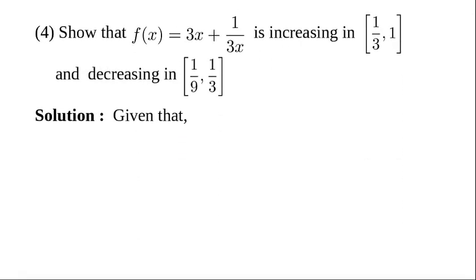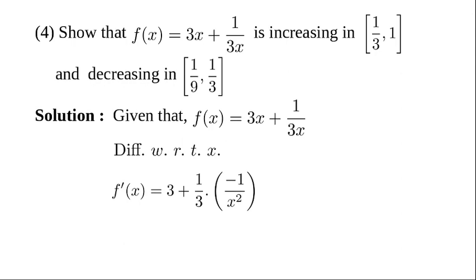Show that the function f of x equal to 3x plus 1 upon 3x is increasing in 1 by 3 comma 1 and decreasing in 1 by 9 comma 1 by 3. We are given that f of x equal to 3x plus 1 upon 3x. Again differentiate with respect to x. That gives you f dash of x equal to 3 plus 1 by 3 times minus 1 upon x square. Derivative of x is 1.